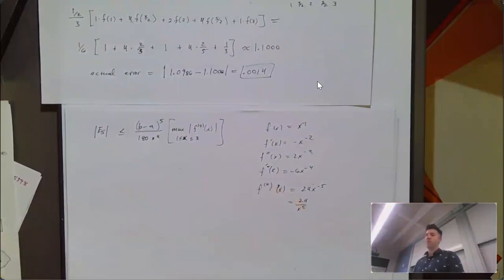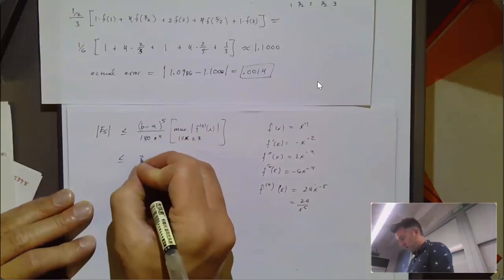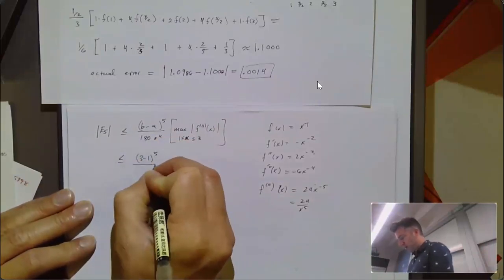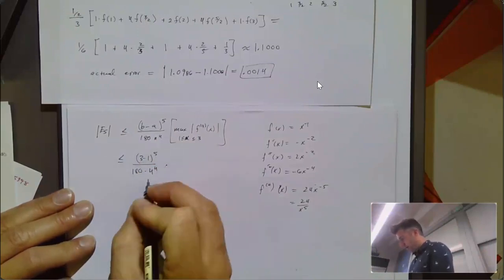So a lot of the times people are going to try and give you functions where you don't have to work super hard to see where it's the biggest or its derivative is the biggest or smallest. So here, this is going to be less than or equal to (3 minus 1) to the fifth over 180 times 4 to the fourth times 24.